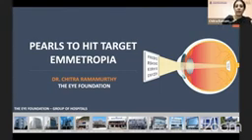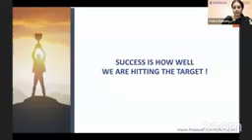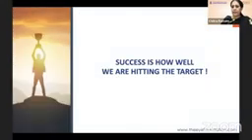My due is to deal with the pearls to hit target emmetropia. I suppose it goes without saying that success is how well you hit the target. In other words, what it tries to tell us is how happy your patient is with the distant vision, the intermediate vision, or the near vision, or a combination of both which you promised, and how well he looks at you as a success.